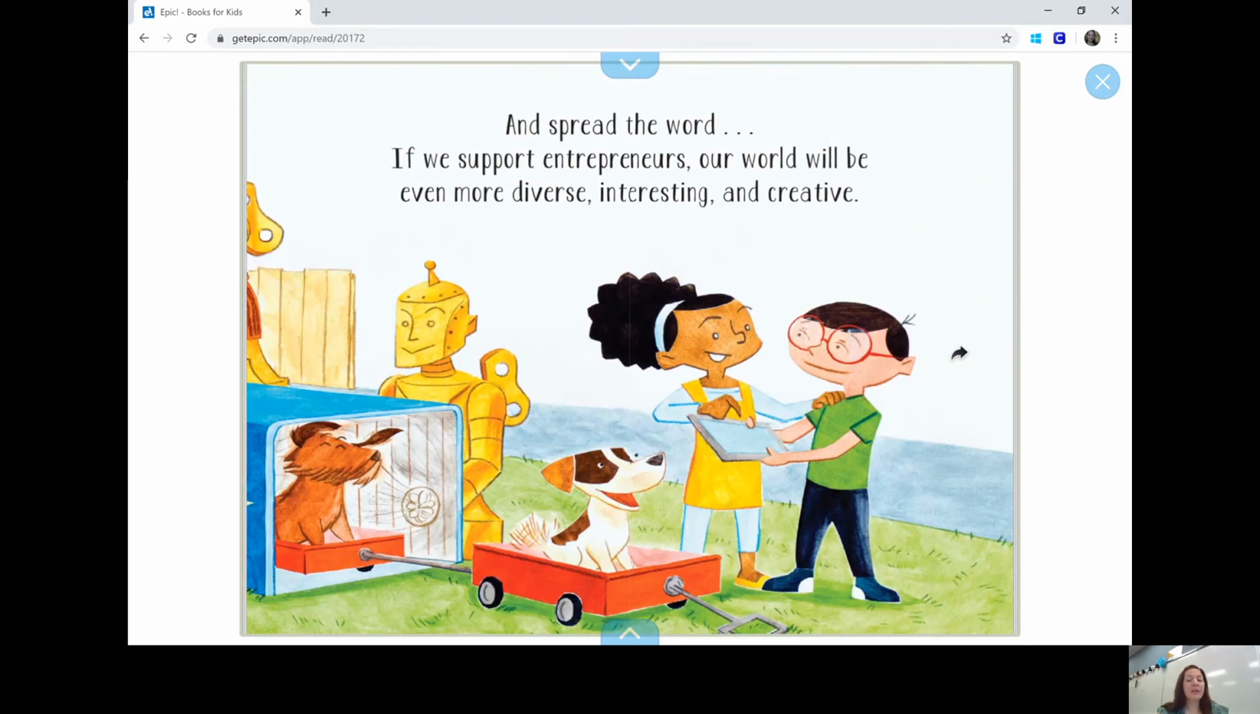And spread the word. If we support entrepreneurs, our world will be even more diverse, interesting, and creative. So it is hard to come up with those new plans, but making sure you let people know, hey, this person has a really great idea. Let's see what we can do with that. Rather than, I'm going to go to Walmart and just get some more dog washing materials. Nah, try to be creative.